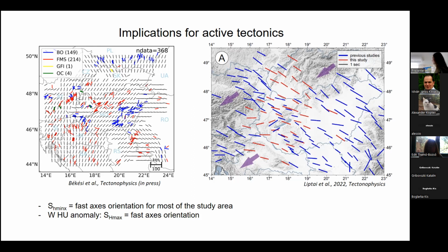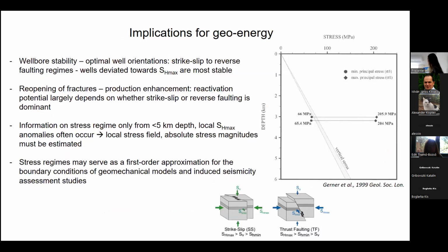Actually, first we would need to understand what's going on in the upper crust represented by our stress analysis in order to link it to deeper processes. But if somebody has an idea what it can be caused by, then we are really happy for any comments on that. So going further, now I talked about the tectonic implications, but there are also some geo-energy applications.